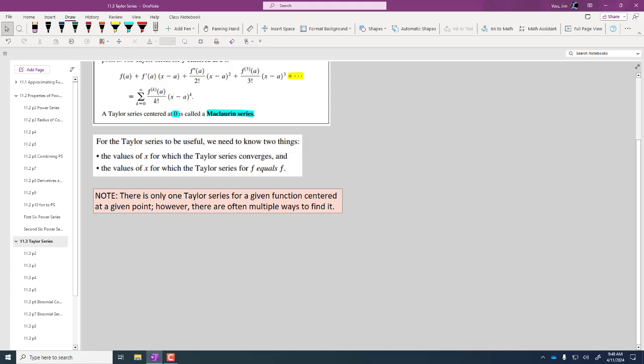So there's this thing here. It says for Taylor series to be useful, we need to know two things. We need to know where it converges, and we need to know where the Taylor series is actually equal to the function that you use to create it. And it turns out that these things are equal, that they're the same.